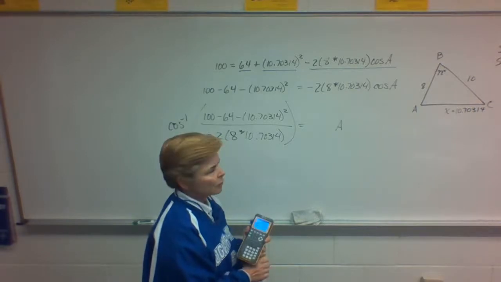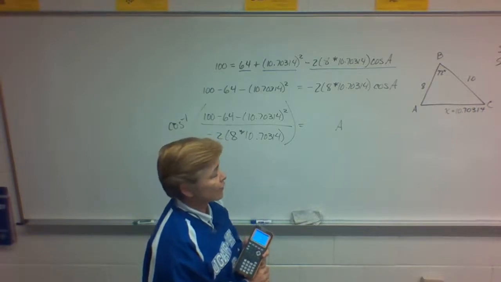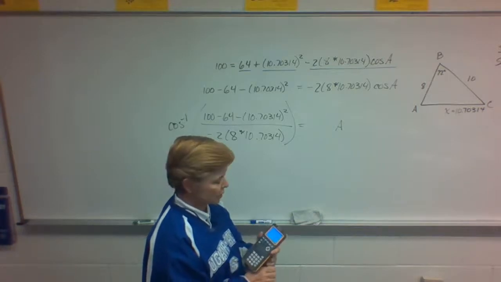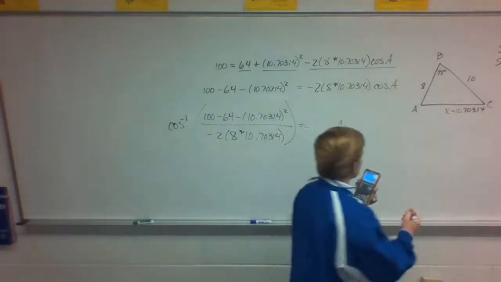I was just rounding. They'll usually have you round sides to the nearest tenth and angles to the nearest degree, but sometimes the nearest tenth. So I'm going to go with the nearest tenth. So angle A is 62.7.